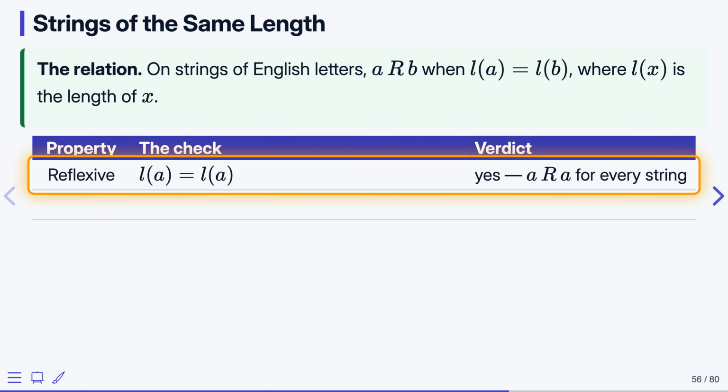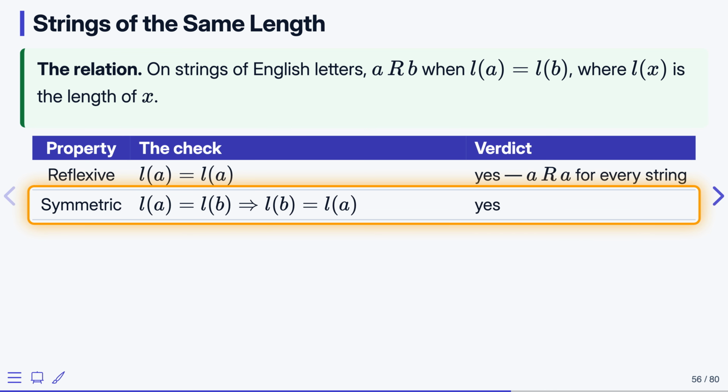Reflexive. The length of A equals the length of A. That is always true. So every string is related to itself. Symmetric. Suppose the length of A equals the length of B. Then the length of B equals the length of A, because equals reads the same both ways.